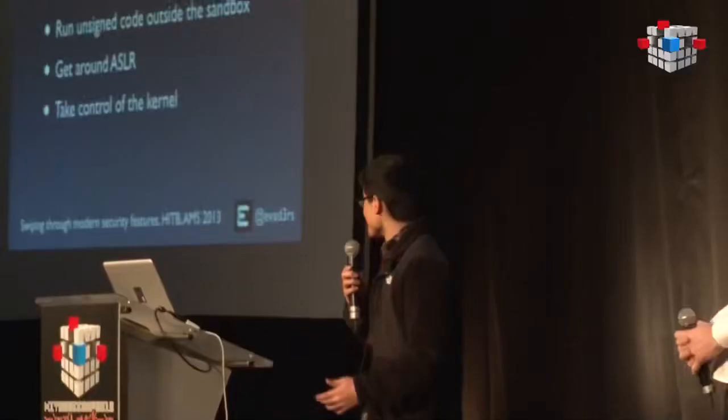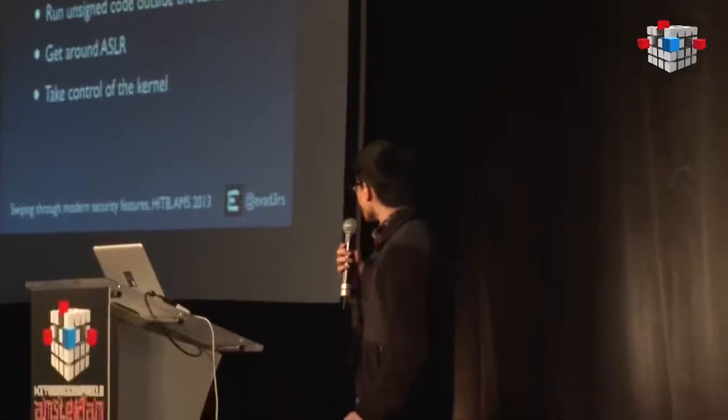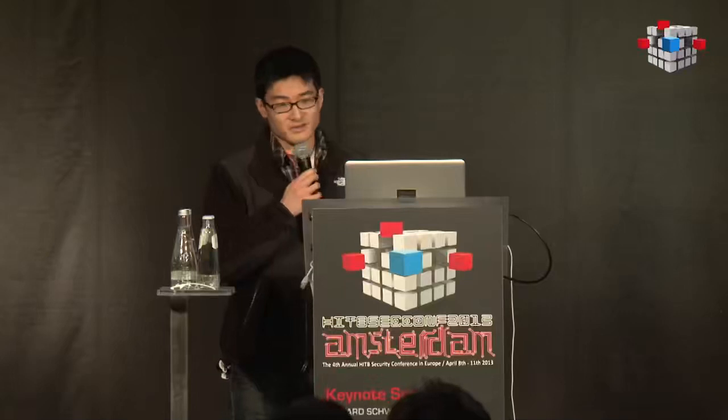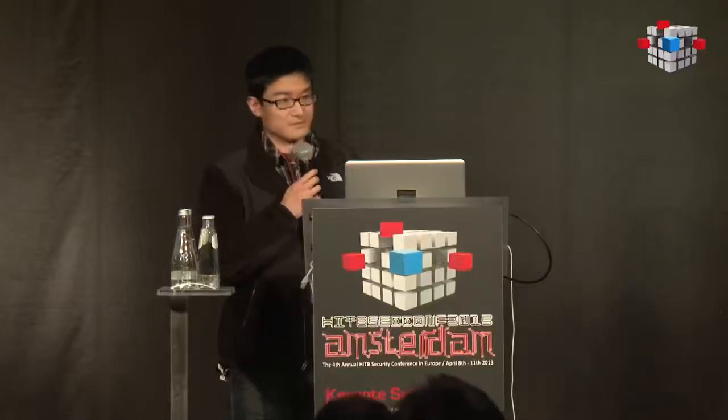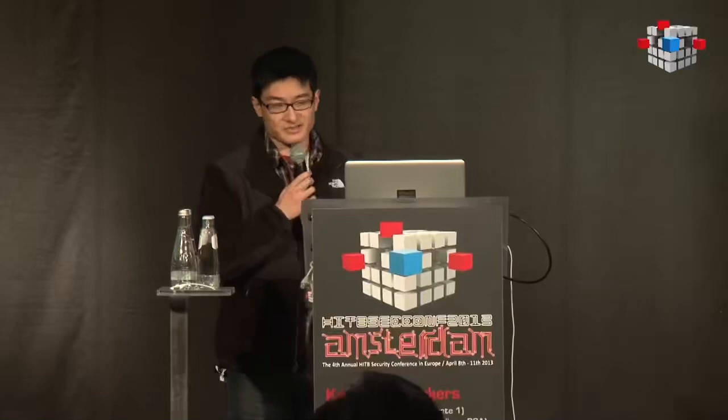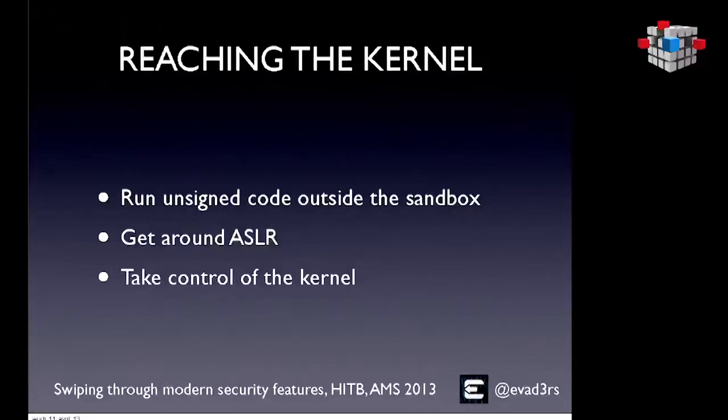First off, we want to go over the justification for all the complexity. The eventual goal is to execute a kernel exploit, but there are a lot of steps to getting there. One of the first requirements is to run unsigned code outside the sandbox. Another is to get around the ASLR that is in the userland and also in the kernel. And then finally, we need to, of course, take control of the kernel.